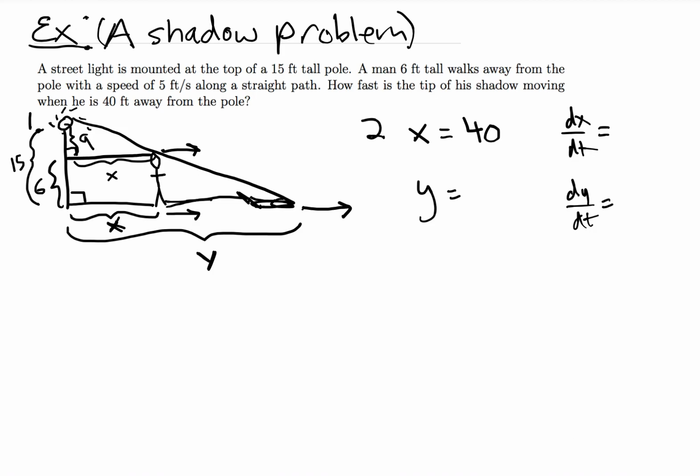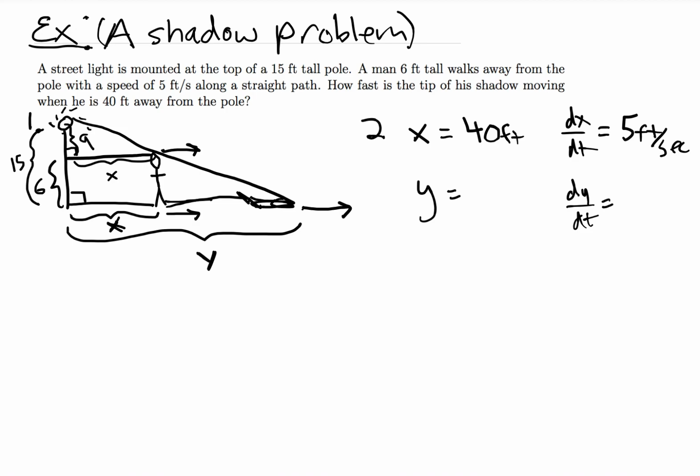Is there a quantity that we know as far as the rate is talking about? Well, there's this nice quantity with a fractional unit here, 5 feet per second. That's probably a rate. He walks away from the pole with a speed of 5 feet per second. So that's suggesting the distance between him and the pole is changing at 5 feet per second. So that's my dx/dt. Here's my 5 feet per second to complement my 40 feet here.